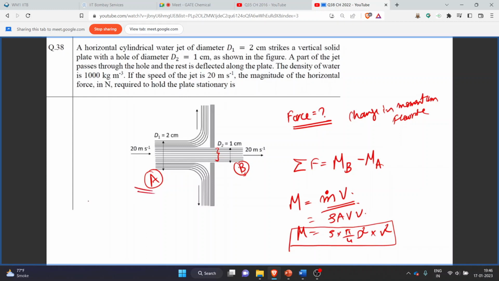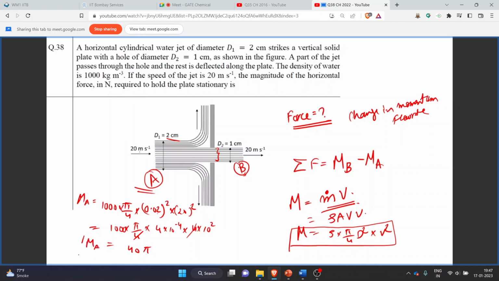So at point A, we can write MA as rho, which is 1000 kg per meter cube, into pi by 4 into diameter, which is 2 centimeter, 0.02 whole square, and the velocity is 20, so 20 square. So this becomes 1000 into pi by 4 into 4 into 10 raised to minus 4 into 4 into 10 square. So this will get cancelled out, and here we have 1000. So this will be 40 times pi. So MA is 40 pi.